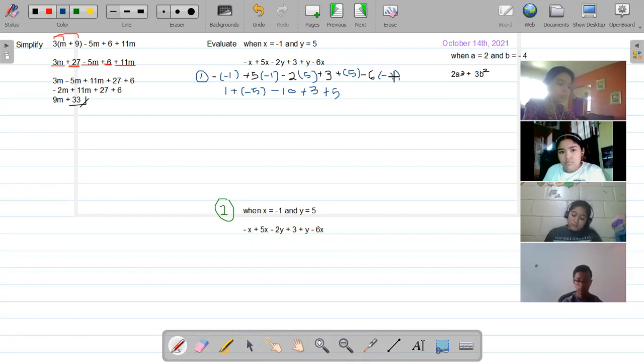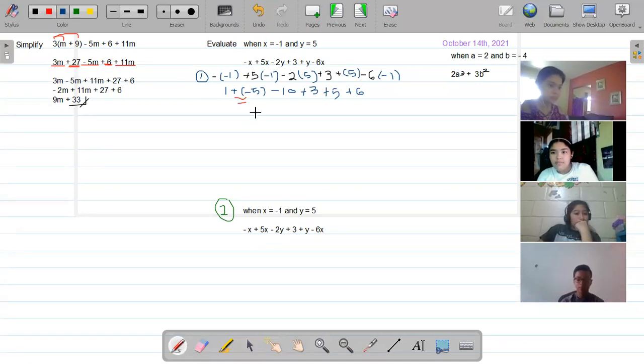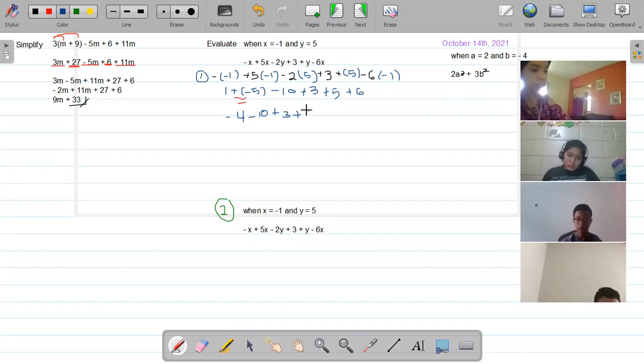-6 times -1, +6, exactly. Okay, now I have over here still a multiplication of signs. Okay, positive times negative, negative. Now I'm gonna say 1 minus 5, -4, and I copy the rest because I need to solve this from left to right. So I'm just gonna copy everything else that I have to the right.